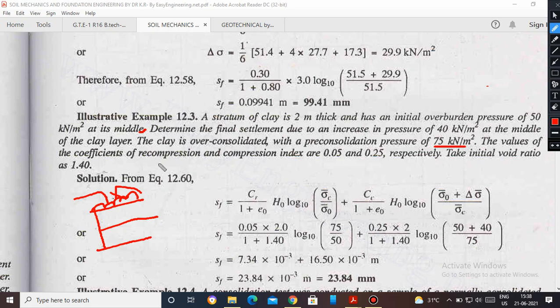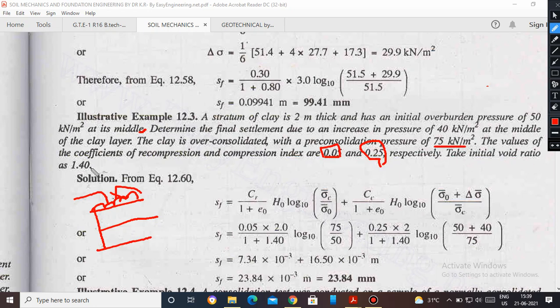The values of the coefficient of recompression and the compression index are 0.05 and 0.25. In previous history, the soil mass was subjected to the pre-consolidation pressure, hence it was more than the present condition, hence we are taking the recompression index as 0.05, whereas for the compression index, we are taking this value as 0.25 respectively.